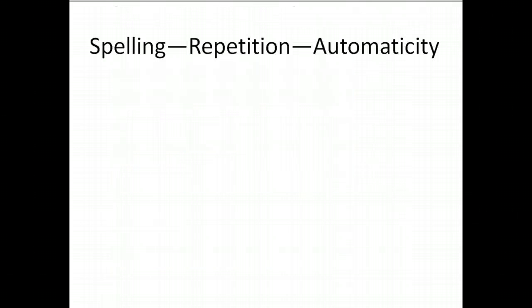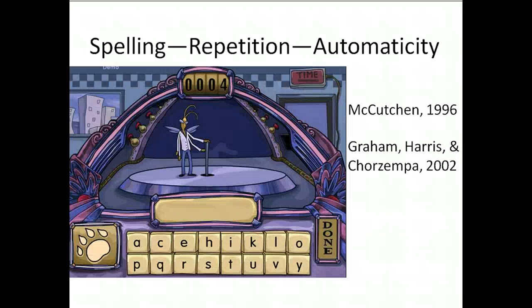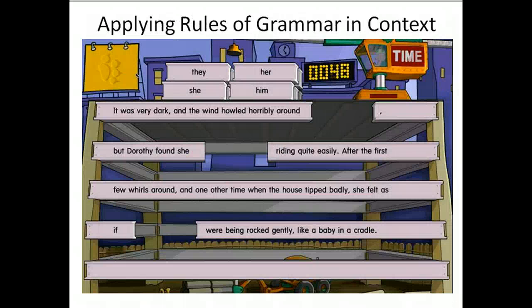So spelling, repetition, automaticity, they're all important for language. There's our spelling game. I've gone through these already to show you some of the things that you have to do: in front of the table of guests, the Swiss chef, and then you have to know the correct ending. And so, again, it's not that different than constructing a sentence in your own mind. You are exercising and figuring out what goes with what. Again, applying rules of grammar in context.